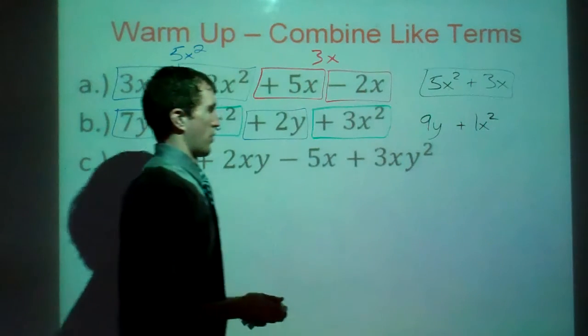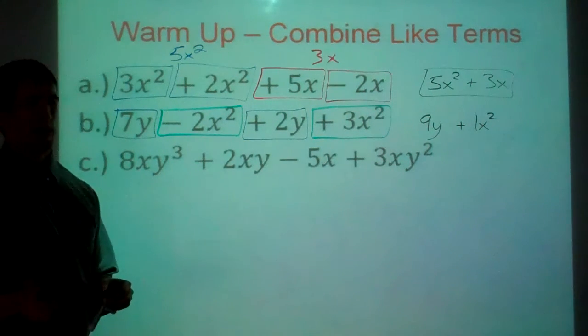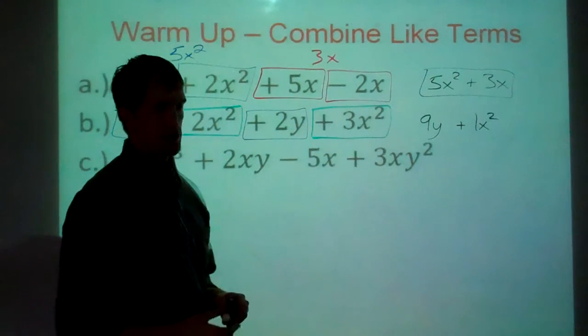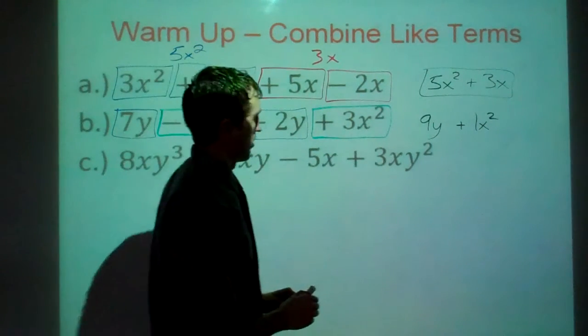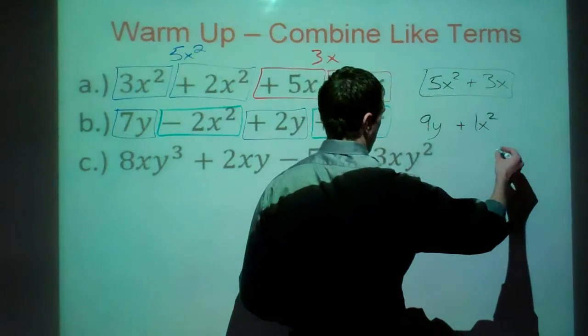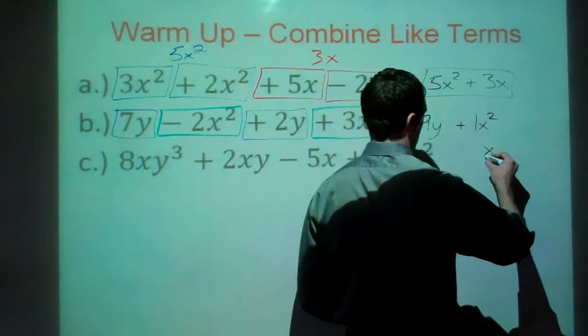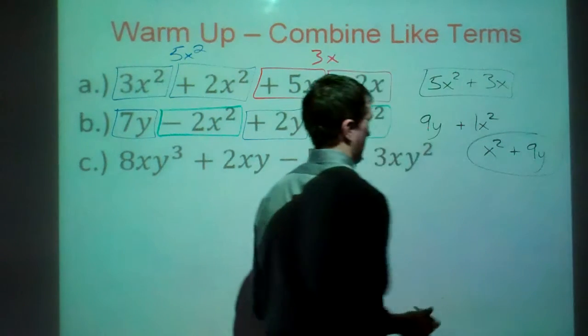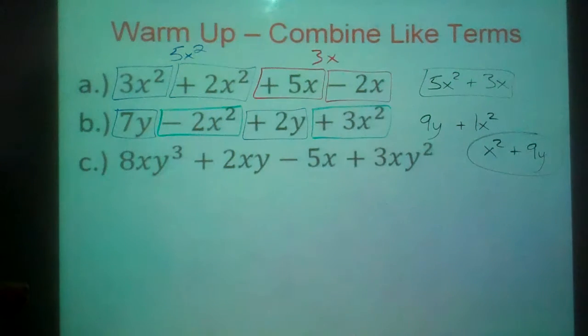Alright, so there we go, that's our final answer, but remember we like to list them from largest exponent down to the smallest one. And we don't need this 1 here, technically that's just x squared. So it's x squared plus 9y. That's the best way to do that, okay?